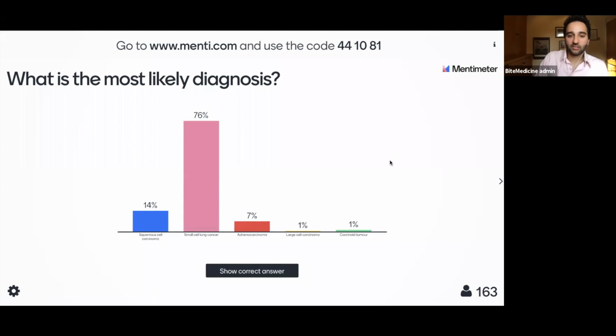Small cell lung cancer. Okay. So the majority of you think that. I'll let it get up to 200. Okay, you're absolutely right. Small cell lung cancer.